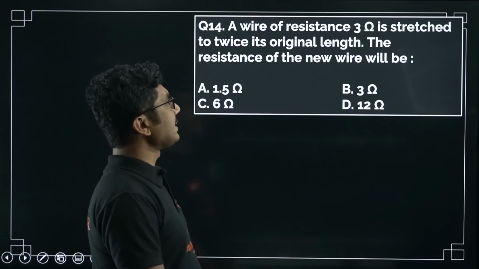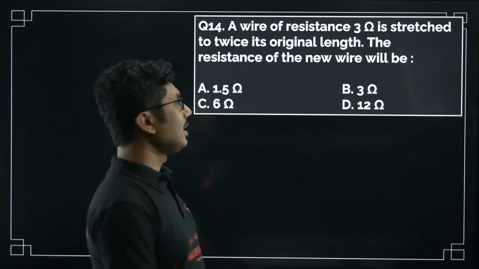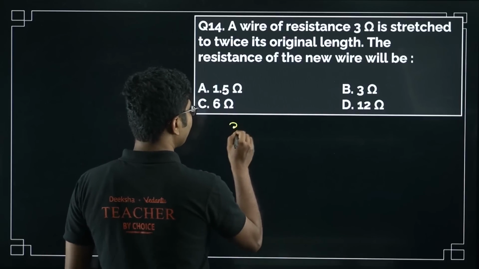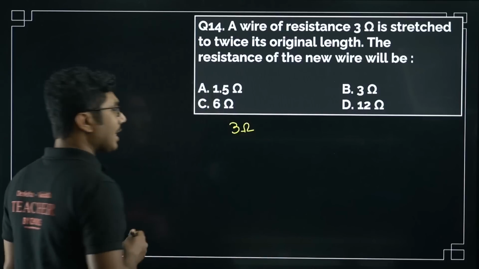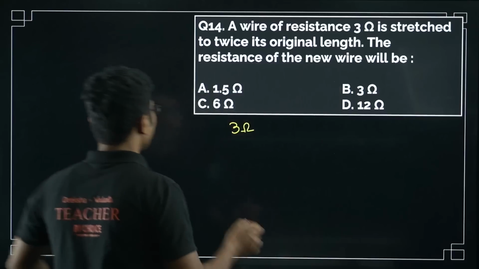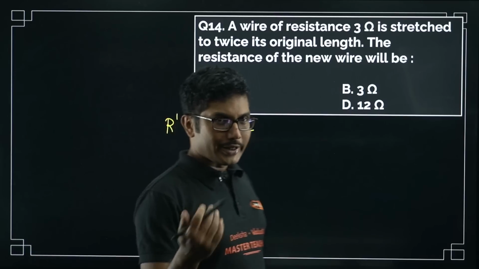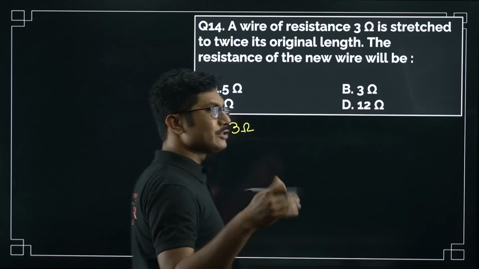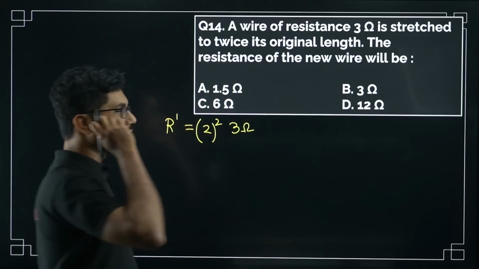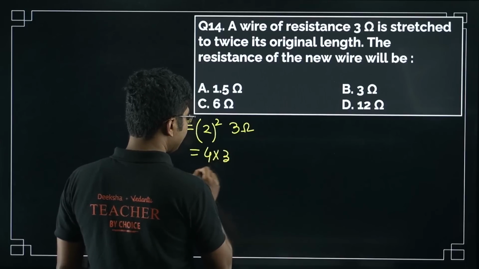A wire of resistance 3 ohm is stretched to twice its original length. The resistance of the new wire will be? So as I said, resistance was 3 ohm. This is the initial value. Now you have increased its length to twice. So the new resistance, twice means what? Twice means 100% increase. Thrice means 200% increase. In this case you can simply use twice because it is already mentioned. So 2 square is fine. So 4 into 3, that is 12 ohm.